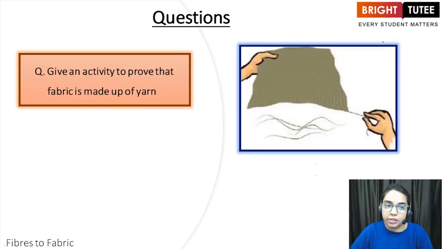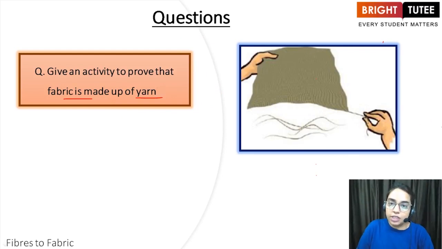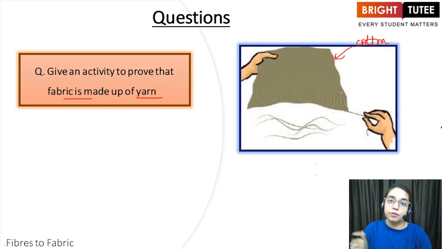Give an activity to prove that fabric is made up of yarn. So children, what we can do is we can take a piece of, say, cotton fabric. Okay, this is our piece of cotton fabric. Now we are going to pull a piece of loose thread from it. Okay, and you can observe this loose thread coming out of the fabric, and this is known as yarn. So this activity proves that the fabric is made up of yarns.